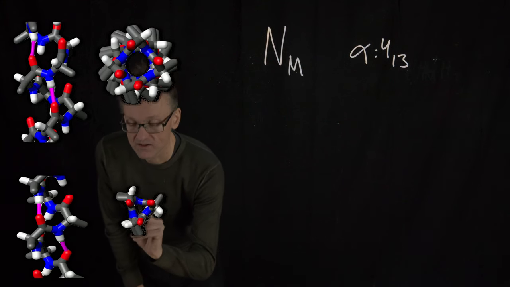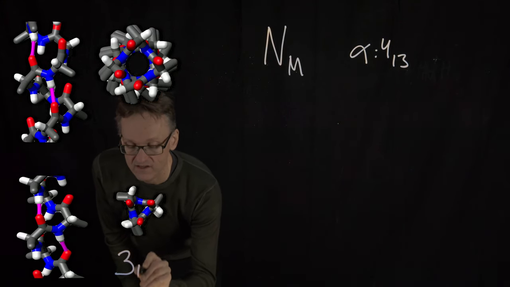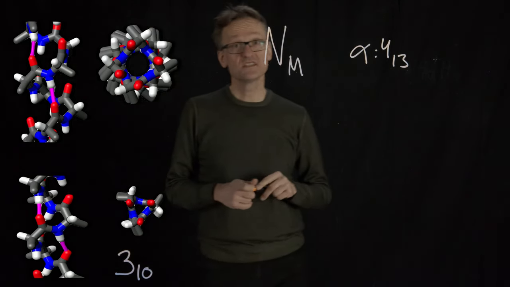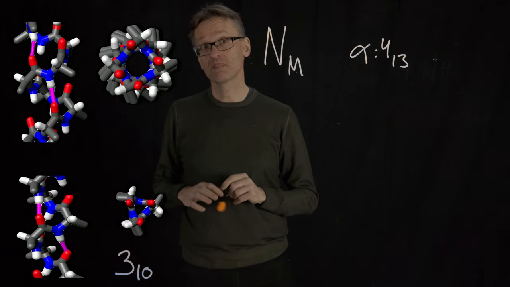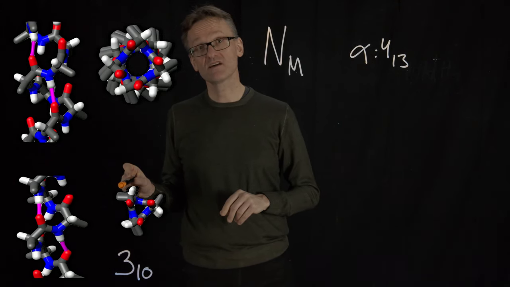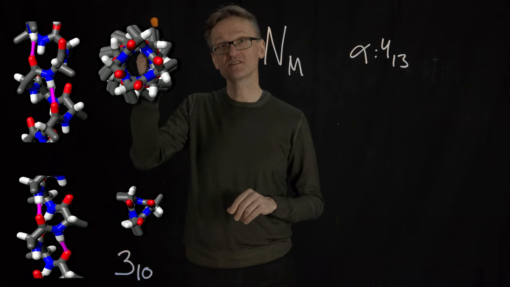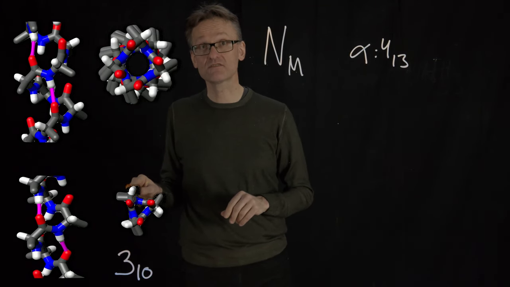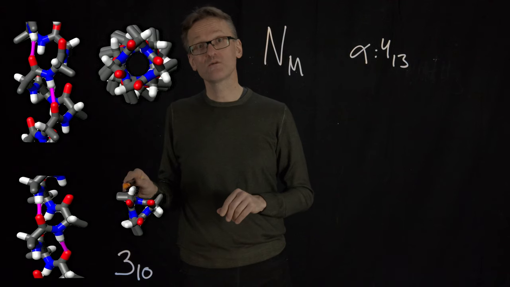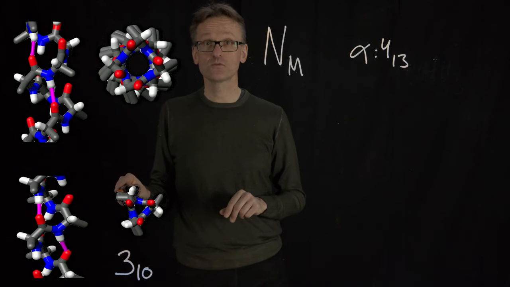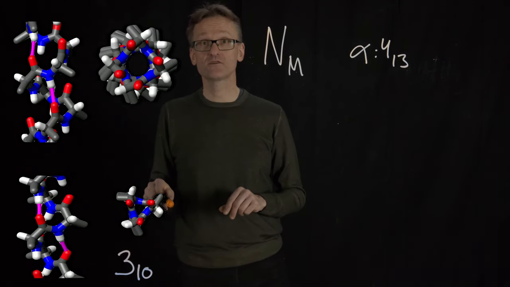Let's draw it there. 3-10. We see that occurring in proteins now and then. The one interesting thing is that here we have a spiral of the side chains, but in this case, since it's exactly 3 residues per turn, we're going to have all the side chains line up on top of each other. It's exactly 120 degrees between them.